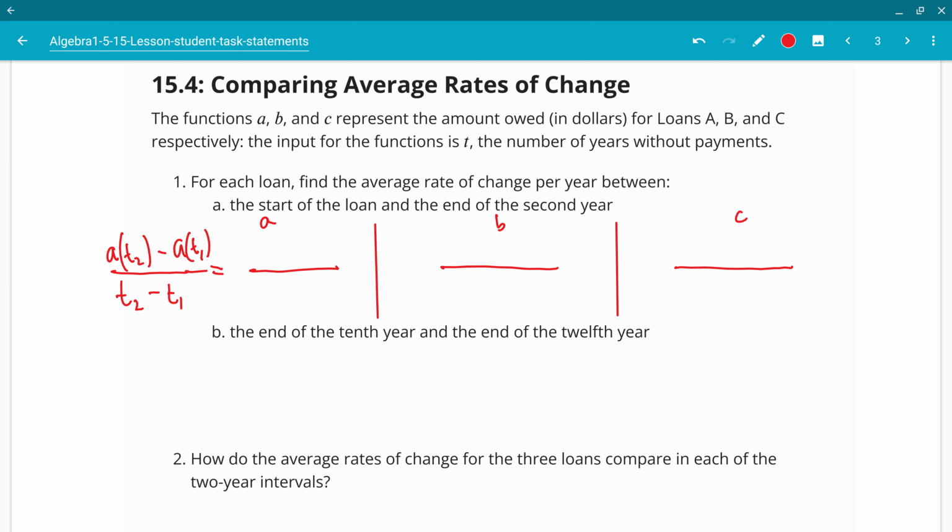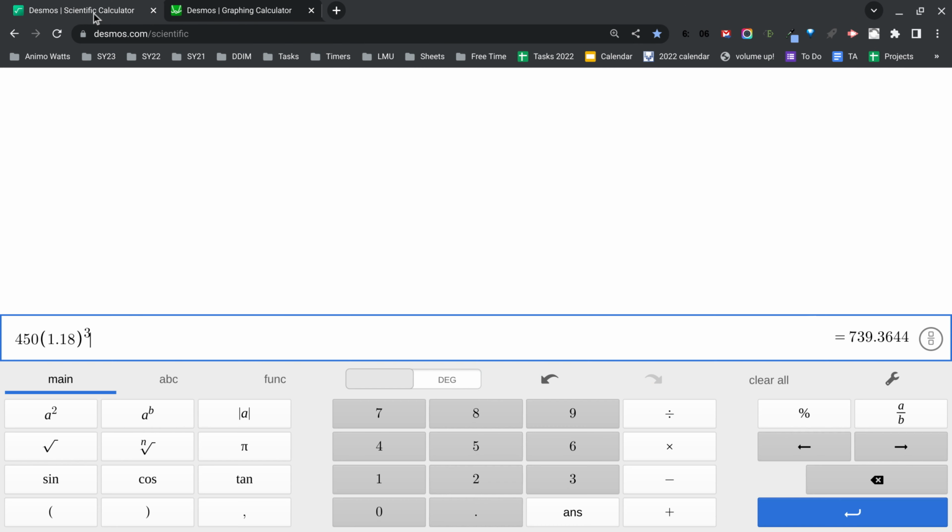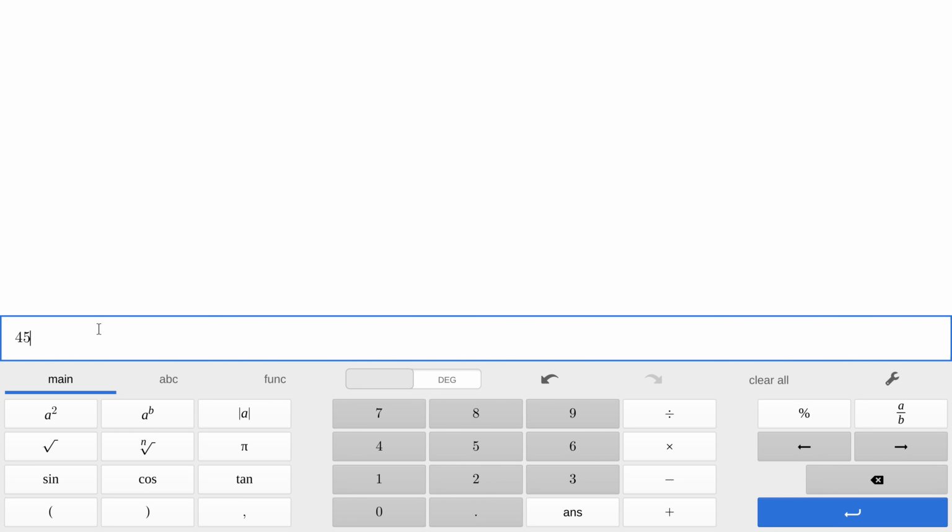In this case, we're doing the end of the second year, so that's t equals 2, and the start of the loan, that's t equals 0. So we want the amount after 2 years, minus the original amount. We know the original amount is 1,000. So we need the amount after 2 years at 12% interest. Going to the scientific calculator, we do $1,000 times 1.12 raised to the power of 2, and we get 1254.4.